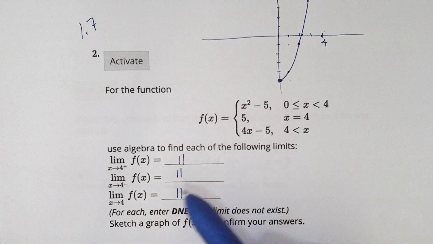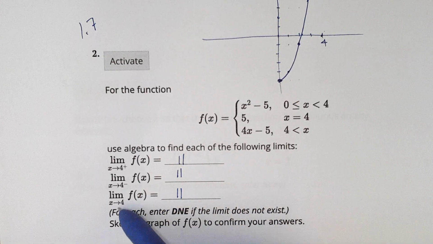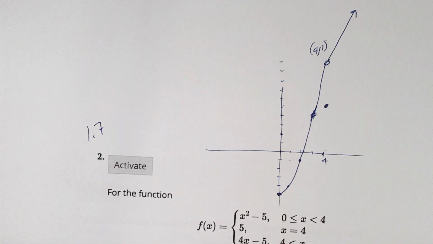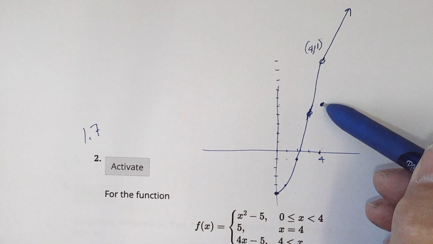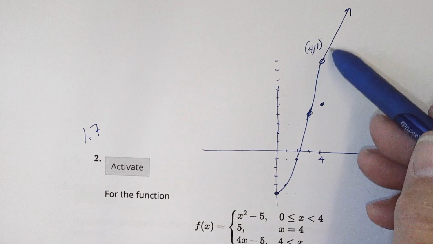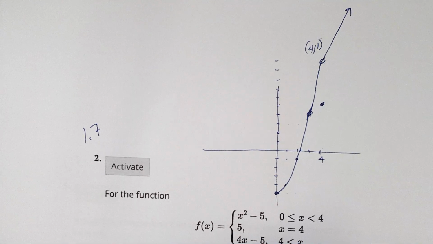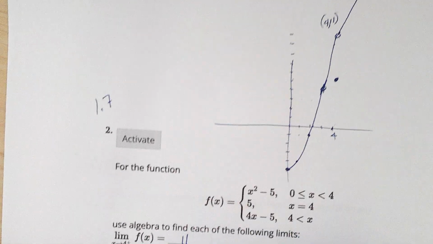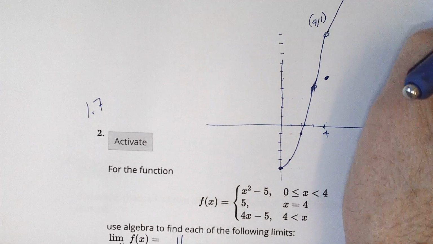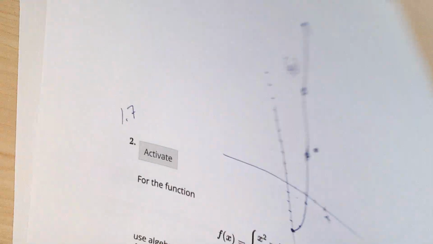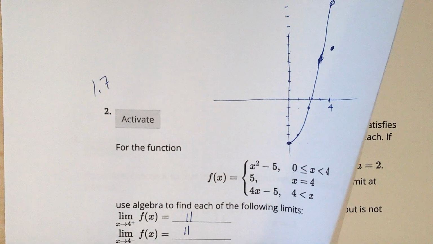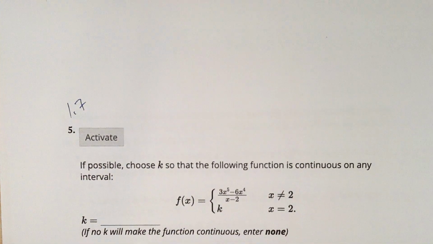Now, is it continuous at 4? The answer to that is no, because the value doesn't equal the limit. It has a limit. As a left and right, they're the same, so it has a limit, but the limit is not equal to the value, so it's not continuous there. All right, next one, 5.